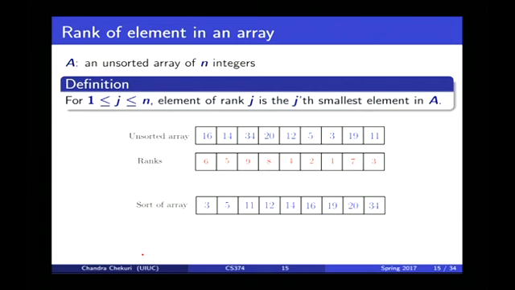So let's recap selection. What is selection? I give you an unsorted array and I give you an index j, and I want to find the jth ranked element. Of course you can sort and find the jth ranked element easily, so that's n log n time. The question is, can you do better than n log n? And we said we can do it in linear time. And what is the idea?